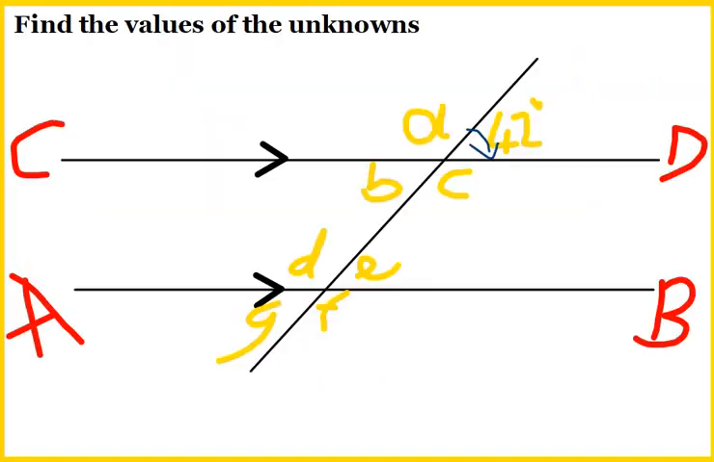Let's move on to the next exercise. Find the values of the unknowns. So we have A, C, B, 42, and O. And so our first step is to notice or spot the obvious that we are given. And in this case, all I see is that we are given 42 degrees right there.